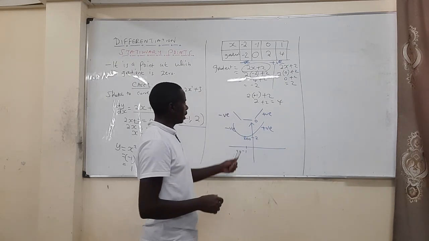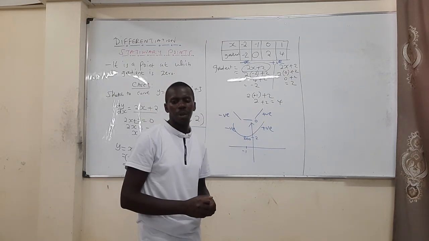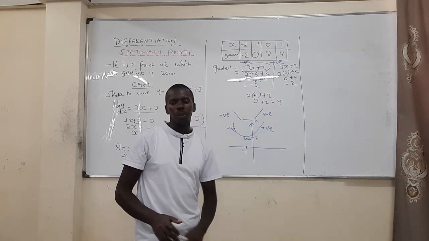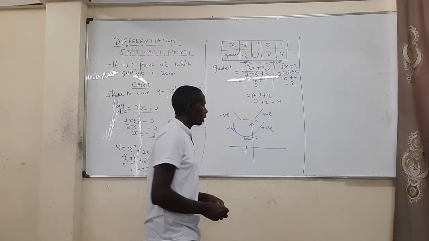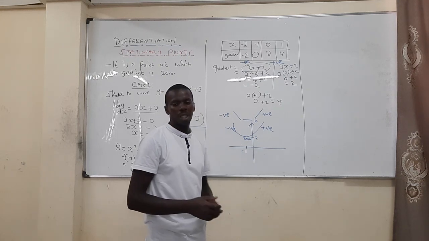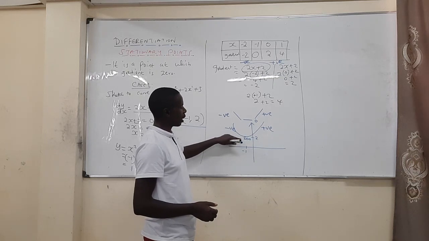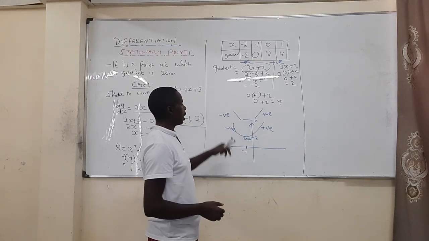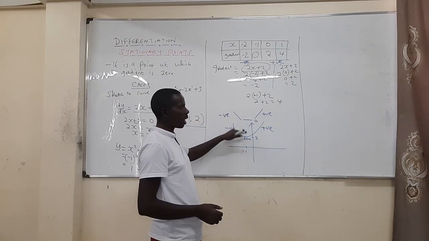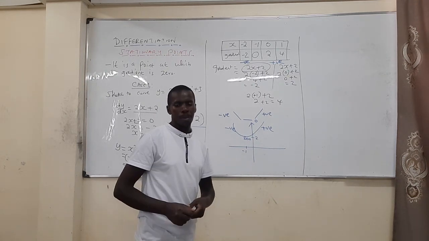So at this point, minus 1, 2, the gradient turns from left to right as negative, then 0, then on the right hand side positive. This particular stationary point is called the minimum point. This is the lowest point that particular curve can go. The other side can take higher values, but this is the lowest point at minus 1, 2. So this point is referred to as the minimum point.